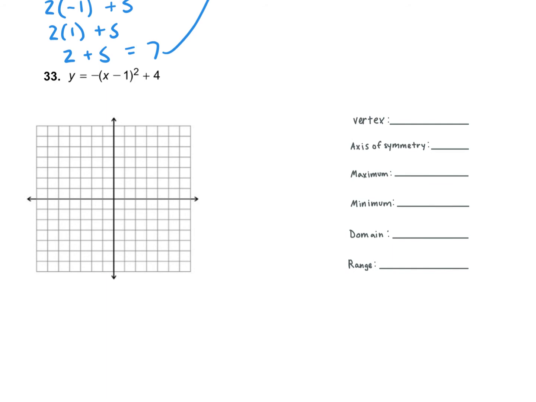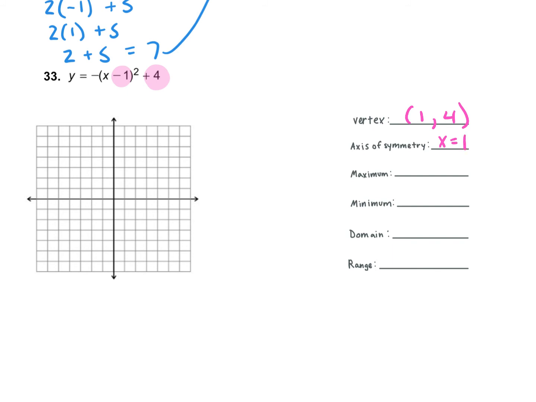Remember, it's what we're adding inside and what we're adding outside, so it's 2 numbers. Nicole, want to help her out? What do we have to do to the h? Change the sign. So it would be positive 1, comma 4. And then what's my axis of symmetry? Katie? Just 1? X equals 1.